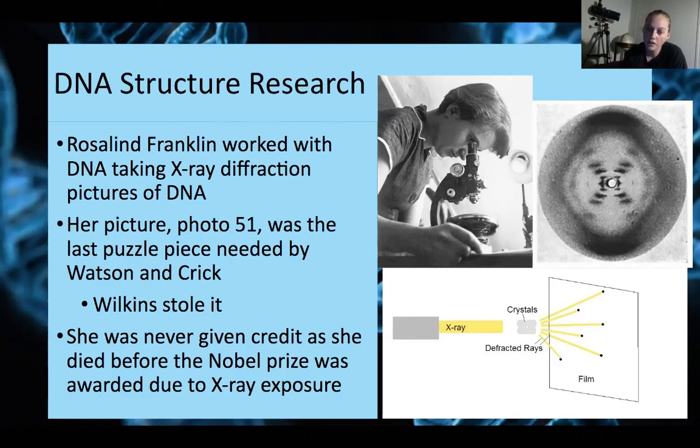But she was never actually given any credit for determining this structure, and not because she was a woman, but because she worked with X-rays so heavily and was very disappointed when they had to tell her, you have to leave the lab, you've been overexposed. But she was very passionate about this field, and it actually gave her cancer, and she passed away at 37. So she passed away before the Nobel Prize was awarded, and you cannot win a Nobel Prize after you die. So she was never given any credit, even though she was very deserving of credit for the Nobel Prize in her research.